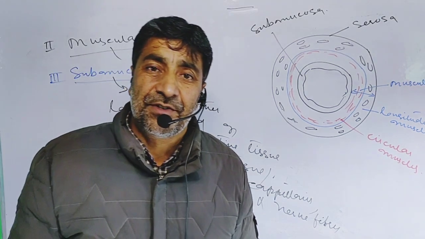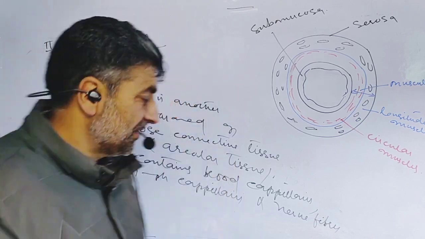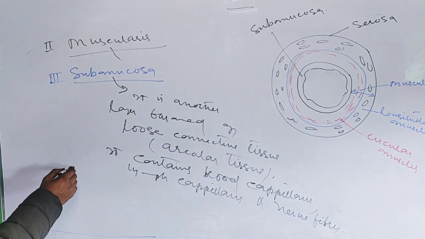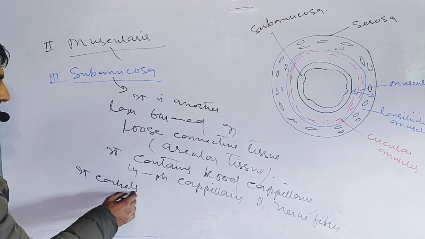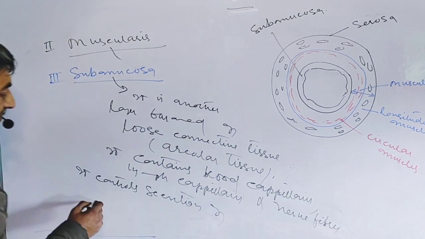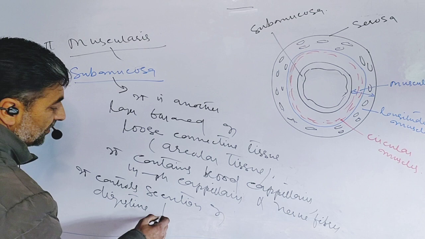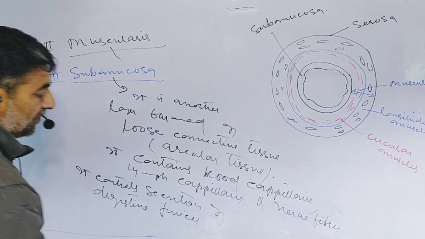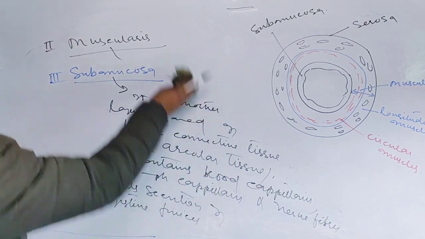Submucosa controls secretion of digestive juices. Submucosa controls secretion of digestive juices.